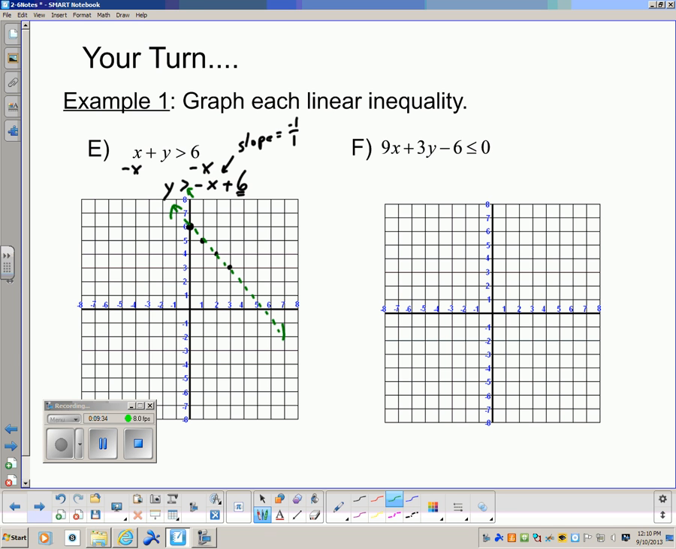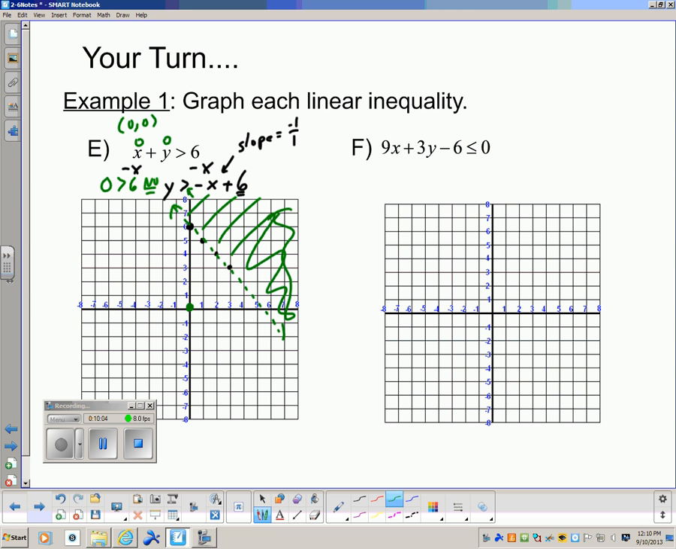And then I have to decide which side I'm going to shade this in. So I have to pick a point not on that line, maybe like 0, 0. So I'm going to plug 0 in here and 0 in here. So I get 0 plus 0 is 0. Is 0 greater than 6? 0 is not greater than 6. 0 is less than 6. So I'm not going to shade on the side where 0, 0 is. I'm going to shade on the opposite side.